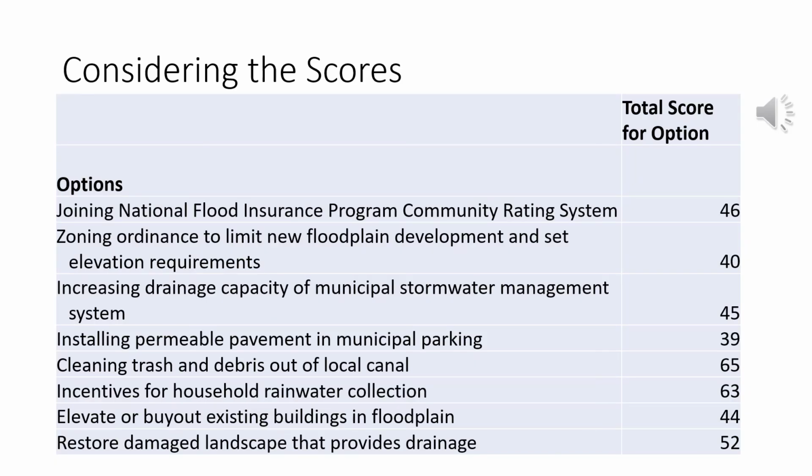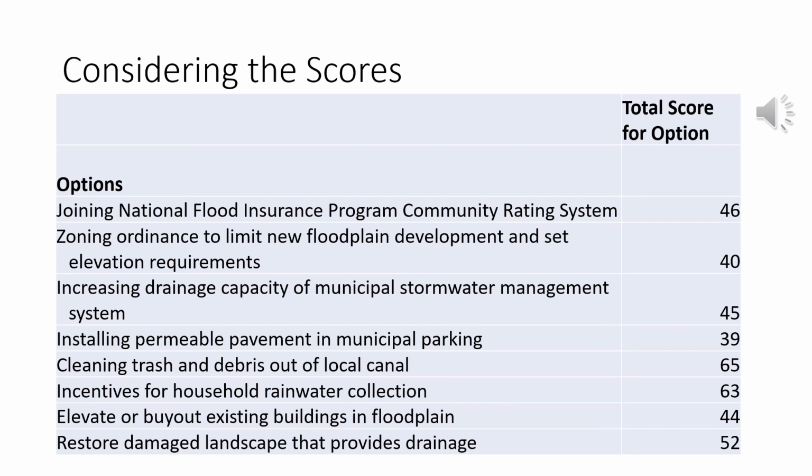At this point, you should have a final score for each option. Here in this hypothetical example, it looks like cleaning trash and debris out of a local canal scores the highest at 65, and permeable pavement is the lowest at 39.